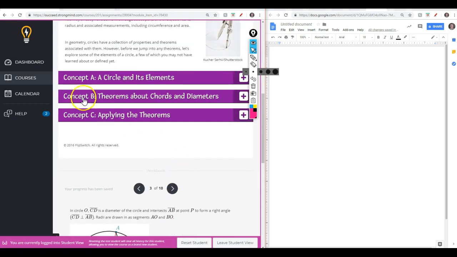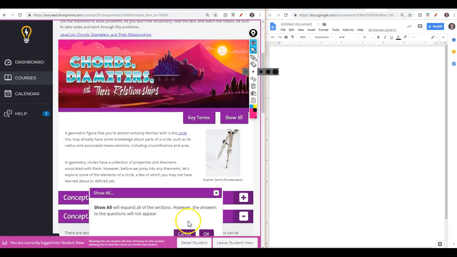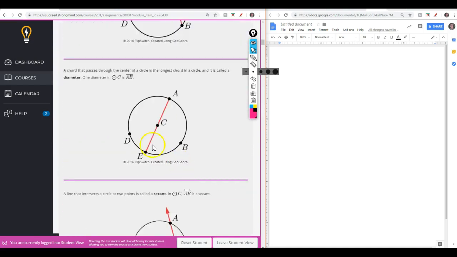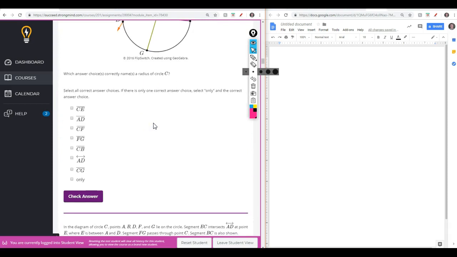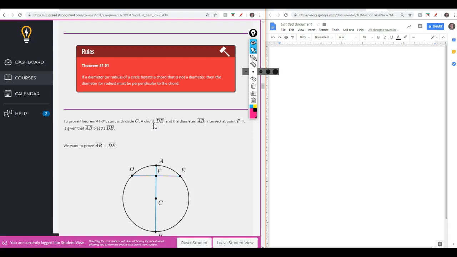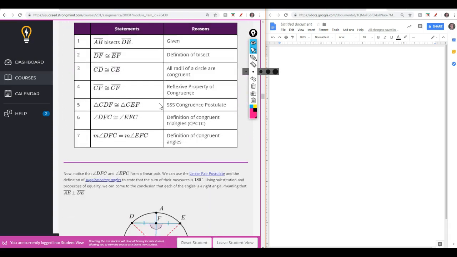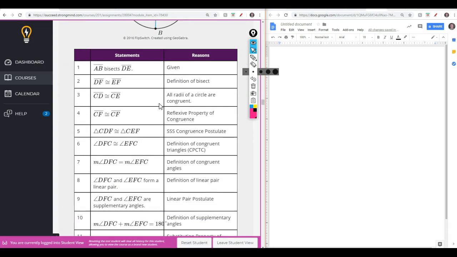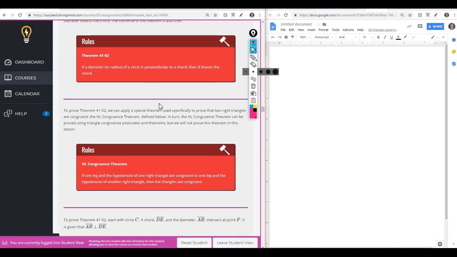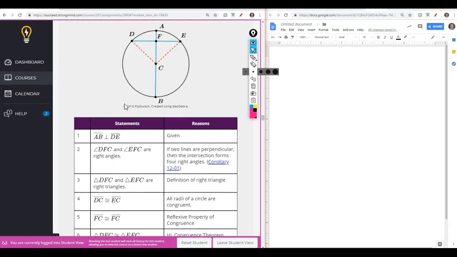I would go back up and look at proofs. I would click the show all because I haven't gone through these questions. So I'm just looking for a proof that is similar to what we have. This is kind of looking similar. I'm noticing that we have a lot of triangles.